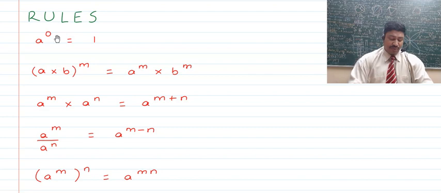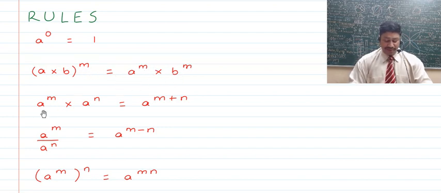So first, children, when we talk about the rules which are there in indices, we have a raised to the power 0, which becomes equal to 1. The next is we have (a into b) whole raised to the power m, which will give you a raised to the power m into b raised to the power m.